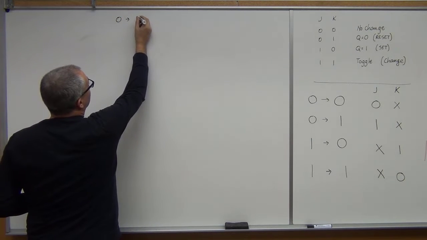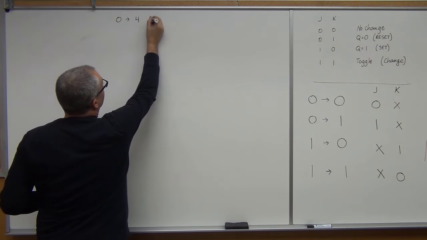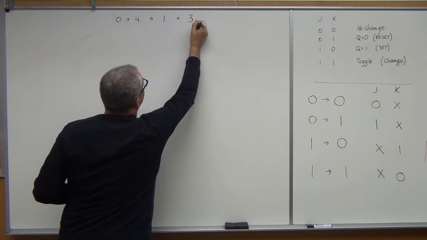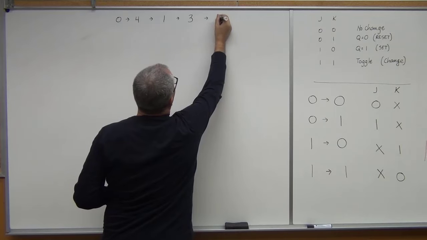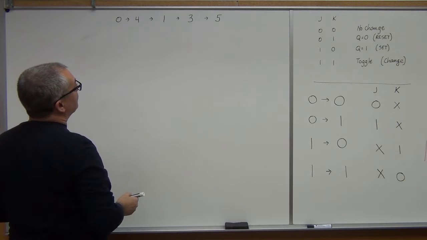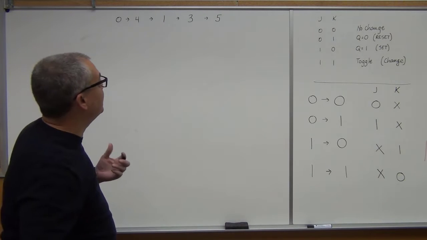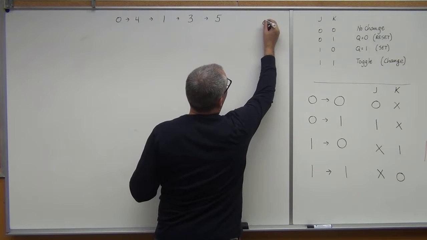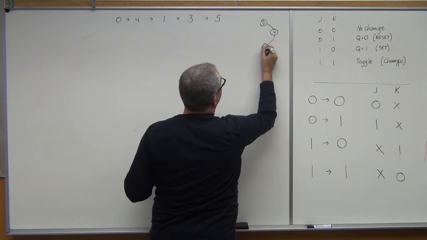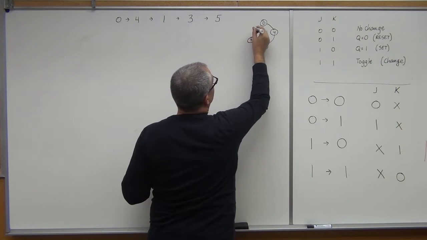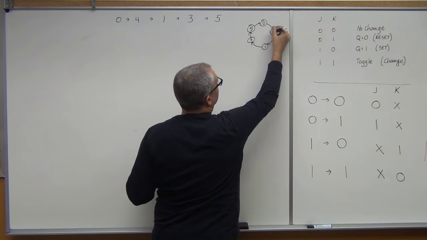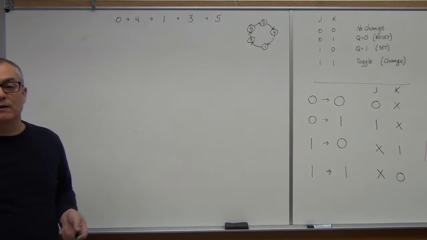and then I want it to go to 4, and then I want it to go to 1, and then I want it to go to 3, and then I want it to go to 5. And then back to 0. So again, this is a very arbitrary count. I'm just picking it out of the air. So we're going to go from 0 to 4 to 1 to 3 to 5, and then back to 0. And there's no reason why I'm picking this counter. This is just what I wanted to do.